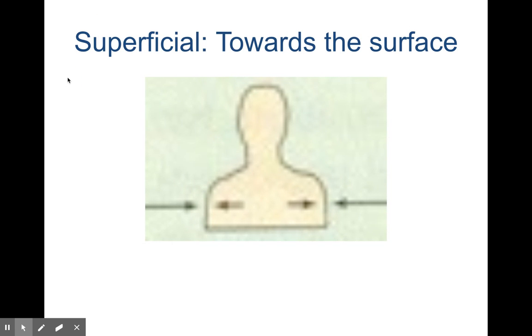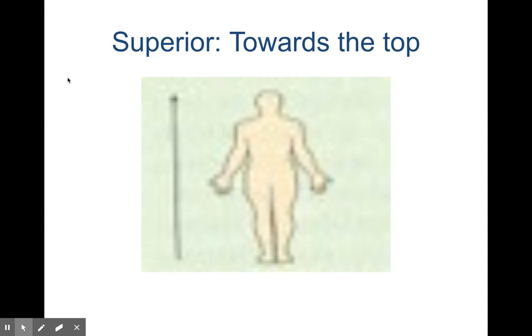Superficial is towards the surface. Skin is superficial to anything. So you can write skin is superficial to muscle. Superior is towards the top. So the nose is superior to the mouth. The nose is closer to the top of the body form than the mouth is.